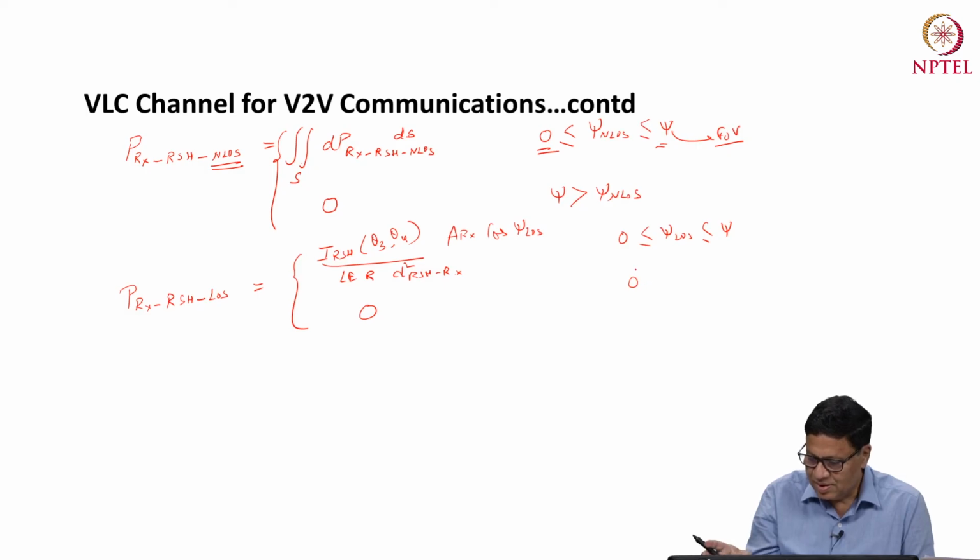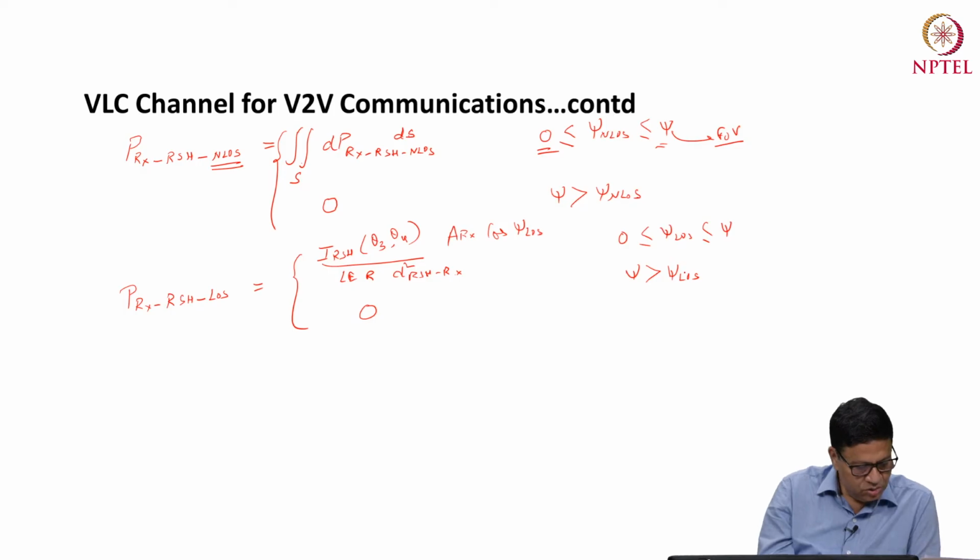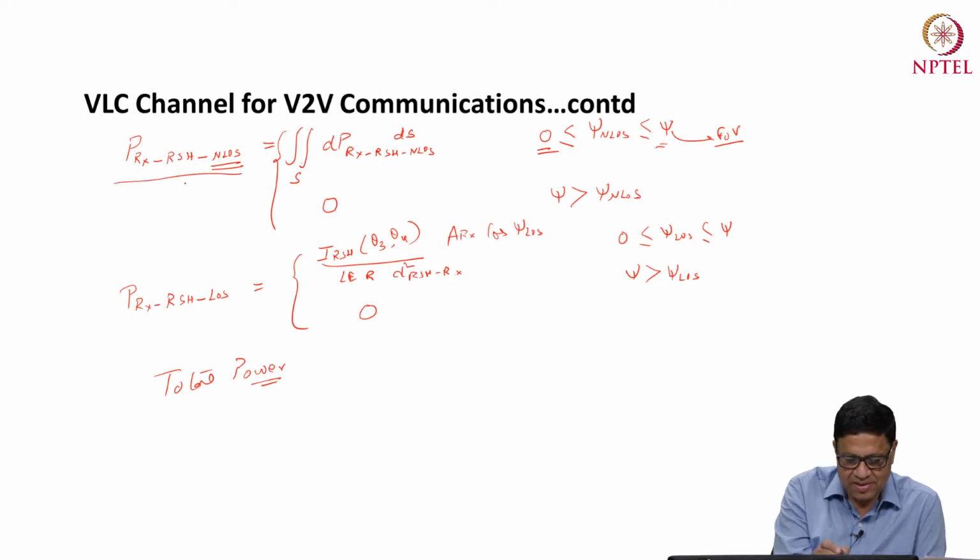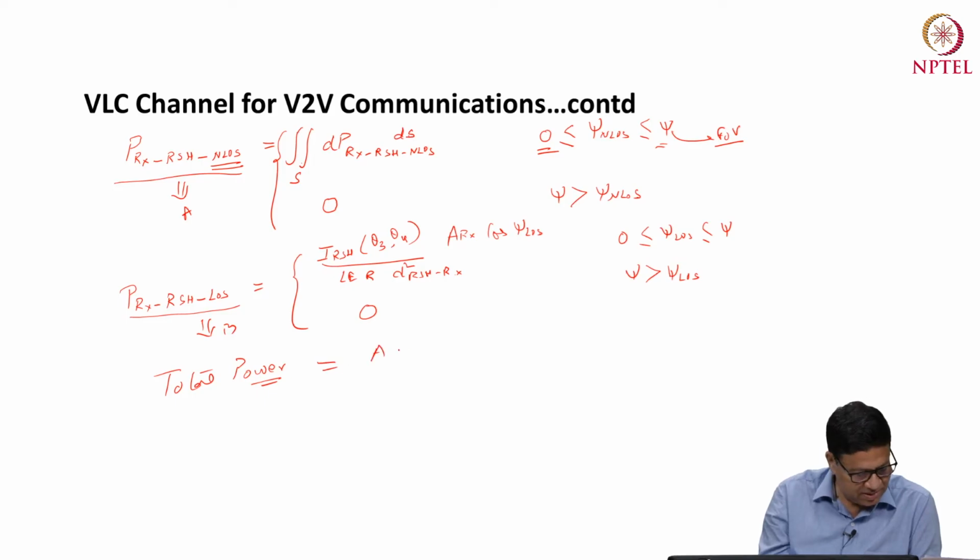otherwise it is 0, if psi is greater than psi LOS. So what we get is the total power from both the line of sight component and the non-line of sight component. Suppose this is say A, this is say B, the total power is actually A plus B.